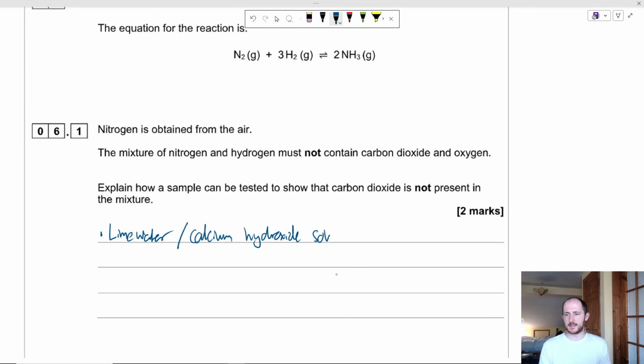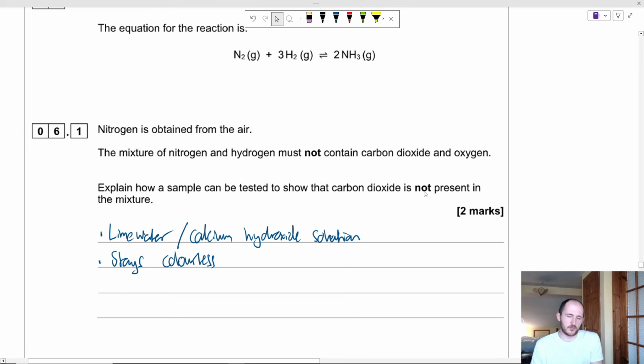And what happens when it's in the presence of carbon dioxide? Well, because we're testing if it's not present, not if it is present: if it is present, it turns milky or cloudy. But keep in mind, we're trying to test if it's not present. So in this case, it should stay colorless. And that's it.